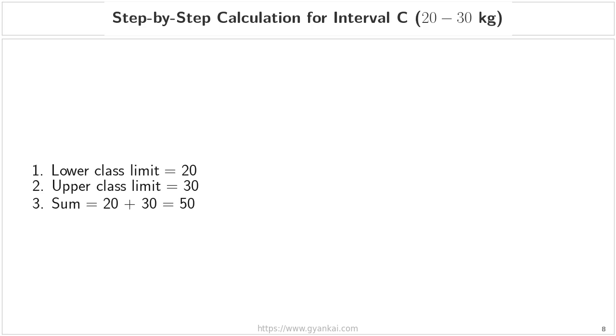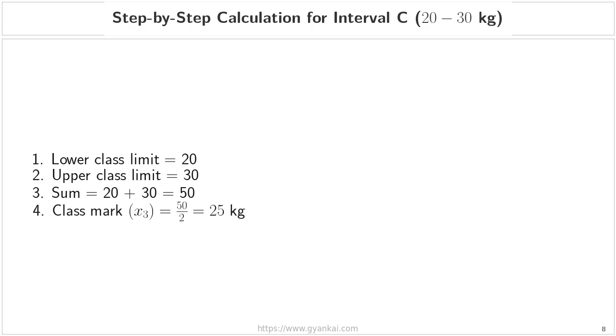Following the steps we used in the previous two examples, we start by finding the sum, so 20 plus 30 gives us 50. Finally, to find the class mark, which we denote as x sub 3, we divide that sum of 50 by 2. This gives us a class mark of 25 kilograms. So, just like the previous intervals, we have successfully found the exact midpoint for this group.